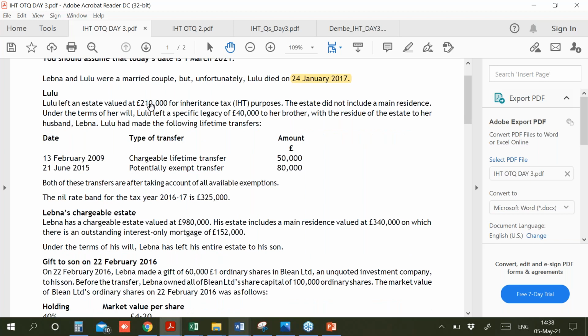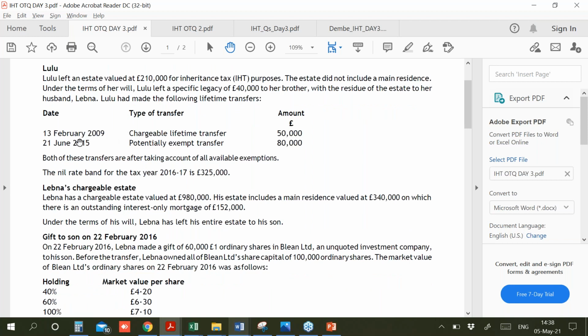Lulu left an estate valued at 210 for inheritance tax purposes. The estate did not include the main residence. Under the terms of her will, Lulu left a specific legacy of 40,000 to her brother, with the rest of the estate to her husband, Lebna. Lulu had made the following lifetime transfers: 13th February 2009, chargeable lifetime transfer of 50,000, and 21st June 2015, potentially exempt transfer of 80,000.